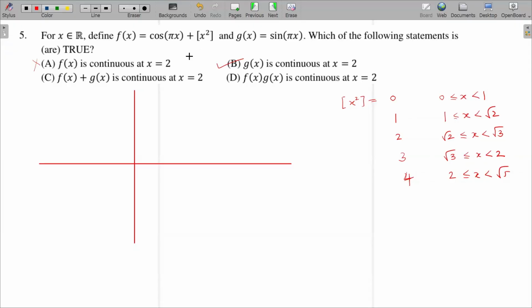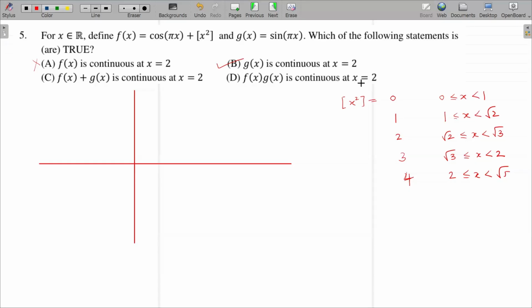So the product will be continuous, because sine pi x tends to 0 as x tends to 2, and the overall product will tend to 0, where we have sine pi x and cos pi x as x tends to 2. Right, correct. That's a good observation.